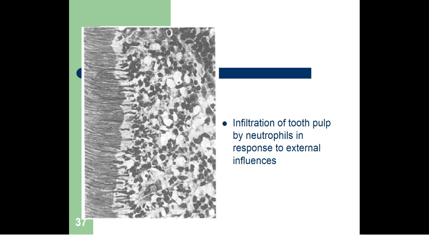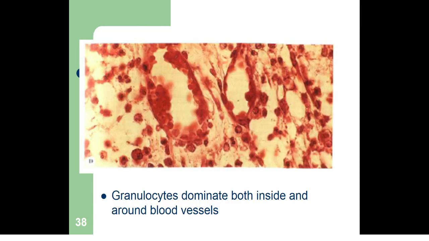And this slide shows you the infiltration of tooth pulp by neutrophils in response to external influences. Granulocytes dominate both inside and around blood vessels. You see it on this picture. It is a blood vessel and granulocytes dominate around this vessel.